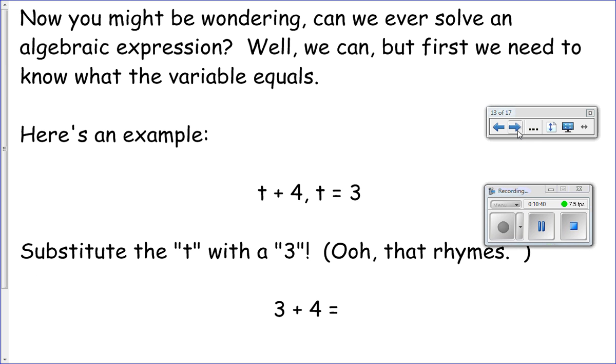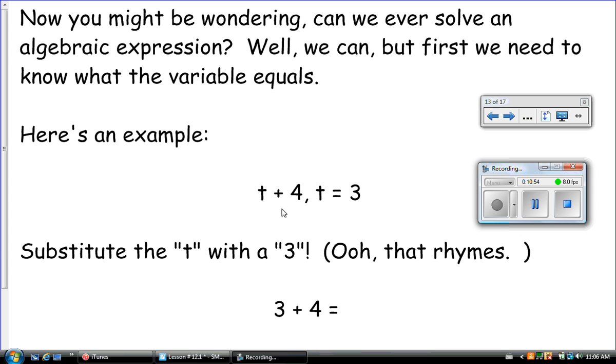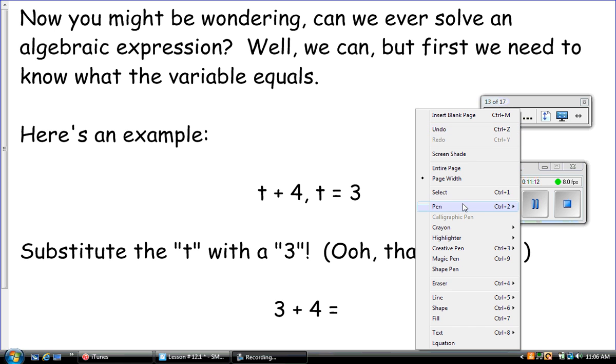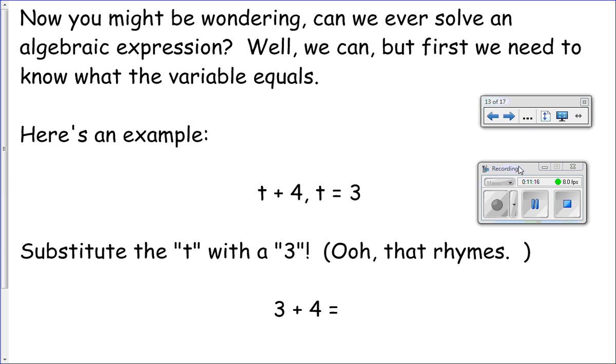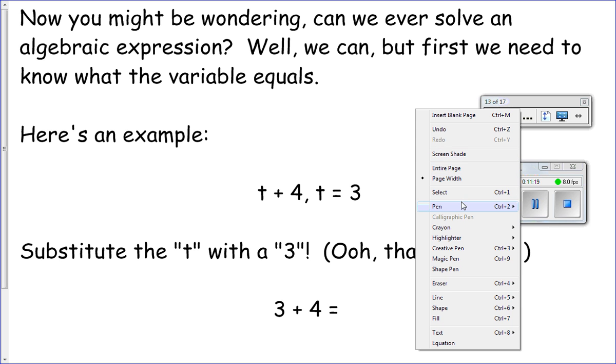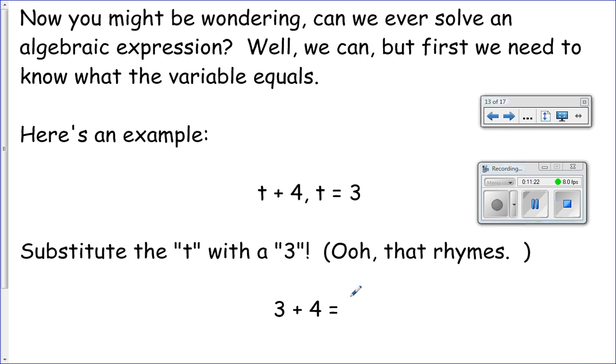Now, you might be wondering, can we ever solve and evaluate an algebraic expression? Well, we can, but first we need to know what the variable equals. So here's an example. Okay, t plus 4, and then we're told that t equals 3. So what you do is you substitute the t with a 3. So take out the t, put in a 3, okay? And of course, 3 plus 4, okay, 3 plus 4 equals 7.